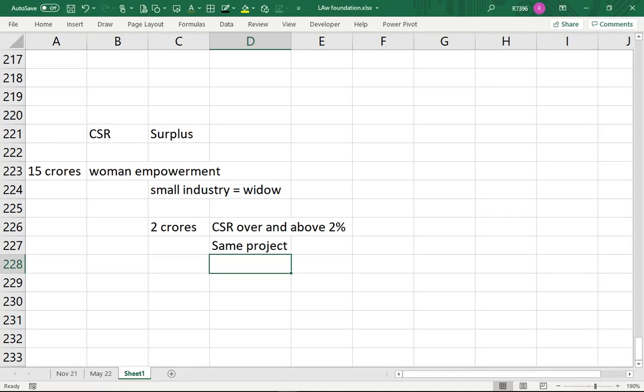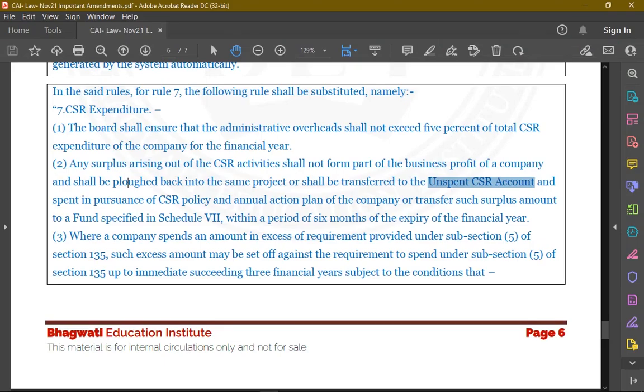And we learned about that special bank account called the unspent CSR bank account. The money will be transferred over there, and this money you have to utilize within the upcoming 3 financial years. In case you could not do that, then this money will get transferred to the Schedule 7 funds as specified by the central government. Just now we have learnt in the previous paragraphs. So that was about this too. All right.